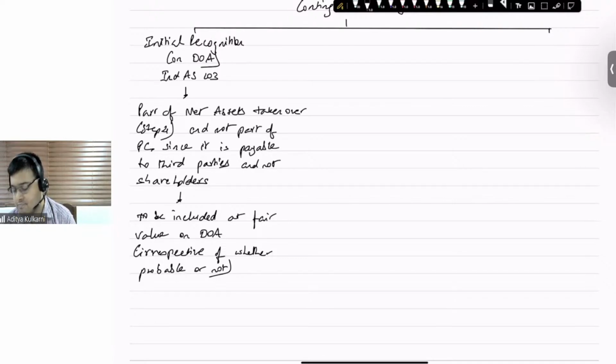Yes. Kaushiki, Aniket Jain, Sumit Jain, Manini, have you guys understood initial recognition? Yes. Have you guys understood initial recognition? Yes. But now coming to subsequent recognition.